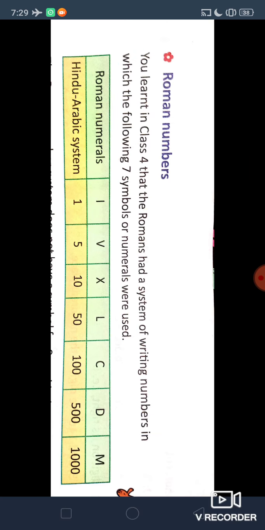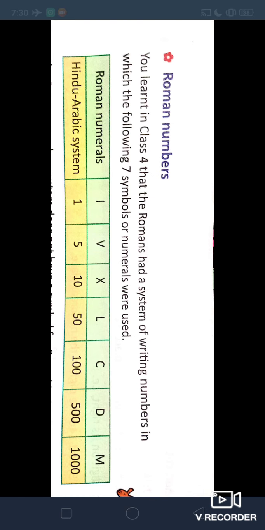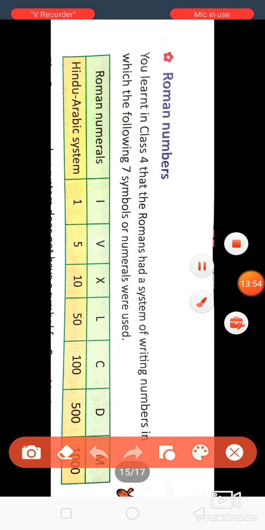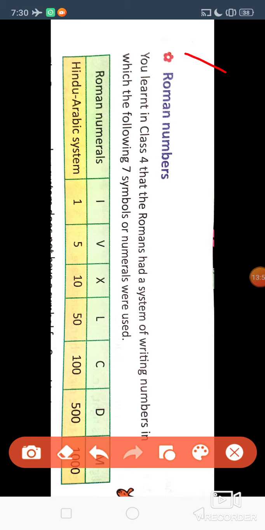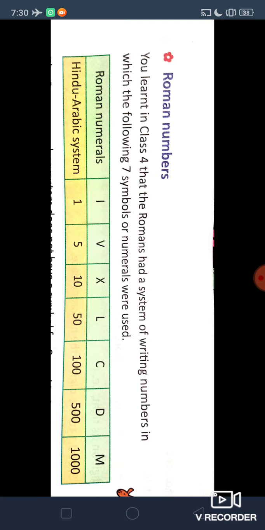Understood? Now come to another example. Suppose M D C C and C and L. This much is written. Now what will be the value of this Roman number? So now look here. In the table, how much is it given? The value of M is 1000.